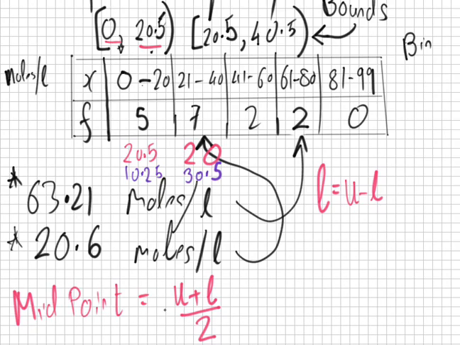Yeah, that 10.25 was 20.5 plus 0 over 2. And the 20.5 was 20.5 minus 0. So I'll just put a little note here, sorry. These ones were the lengths, and then these ones here were the midpoints. And then these ones here were the boundaries.